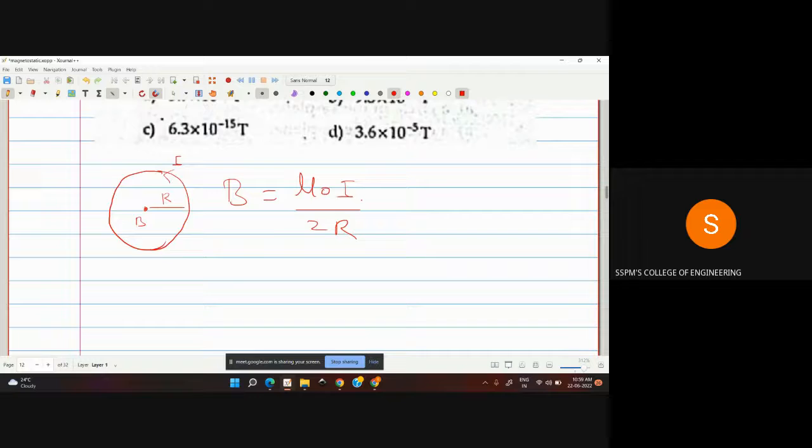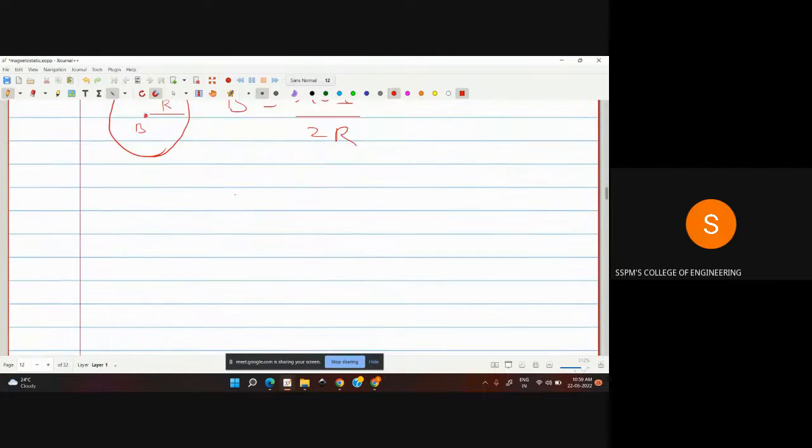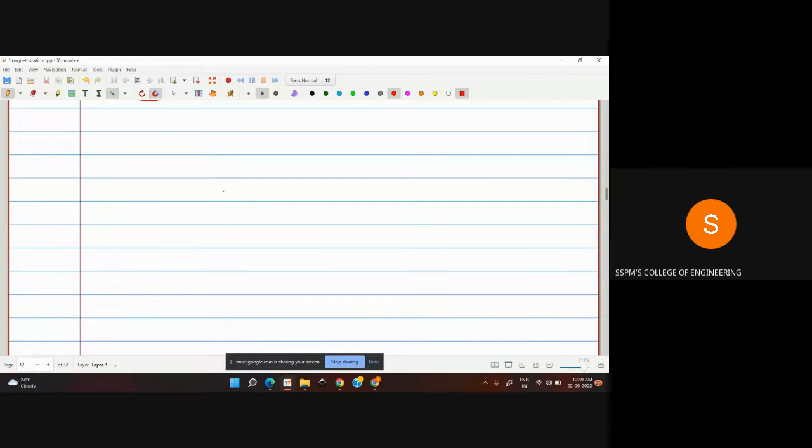आता तुम्हाला काय करायचं आहे बघा. सेकंड केस मध्ये what is the magnetic field due to this loop at a point on the axis at a distance of 5 centimeter. म्हणजे काय केलेलं आहे सेकंड केस मध्ये सेम लूप. आता मी ते रिड्रॉ करतो. असा लूप आहे, सेम आहे तो लूप of radius r and it carries a current of I. Then what is the magnetic field on the axis from the center of the loop?